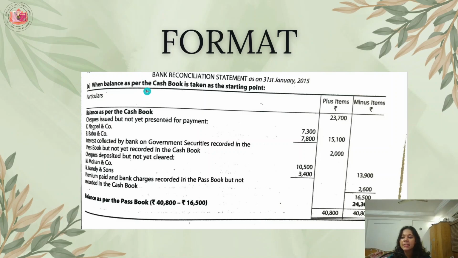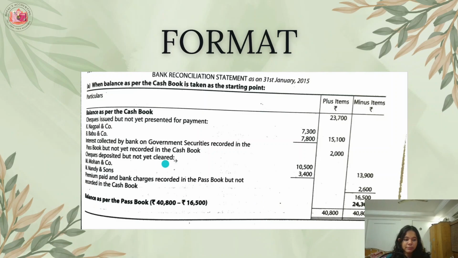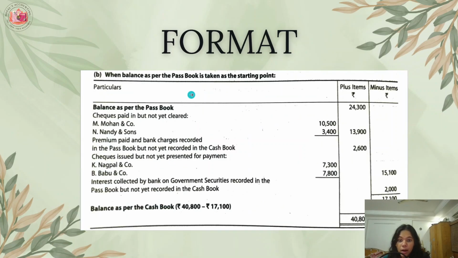See, in this case, balance as per cash book is taken as the starting point. Then whatever transactions need to be added or subtracted are done, and we end up with the balance as per the passbook. Similarly, we can start with our passbook. We can take the passbook balance in the beginning, then reconcile whatever differences are there and end up with the cash book balance.